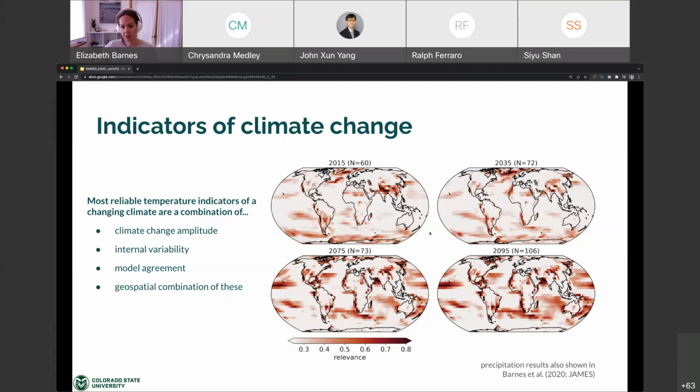So after diving into it a bit, we think that what the signal is in 2015 over Eastern Asia is actually the network picking up on a surface temperature response to aerosols in this region. We find it's only relevant around the turn of the century when the aerosol loading in this region was quite high.